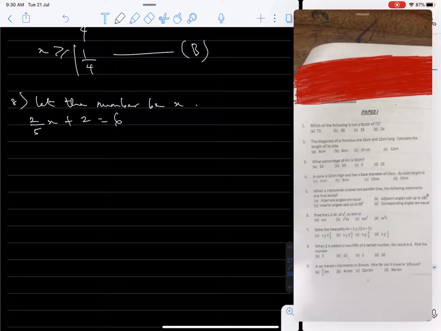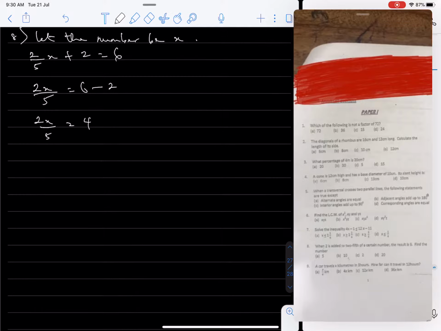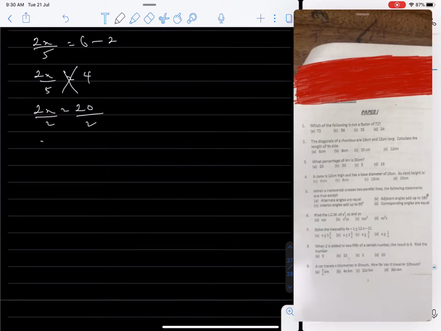This simply means 2x over 5 is equal to 6 minus 2. That's taking 2 to the right hand side. And that means 2x over 5 equals 4. We now cross multiply. And that means 2x equals 20. Divide both sides by 2 to get x. X equals 10. That means the number is 10, and that's option B.